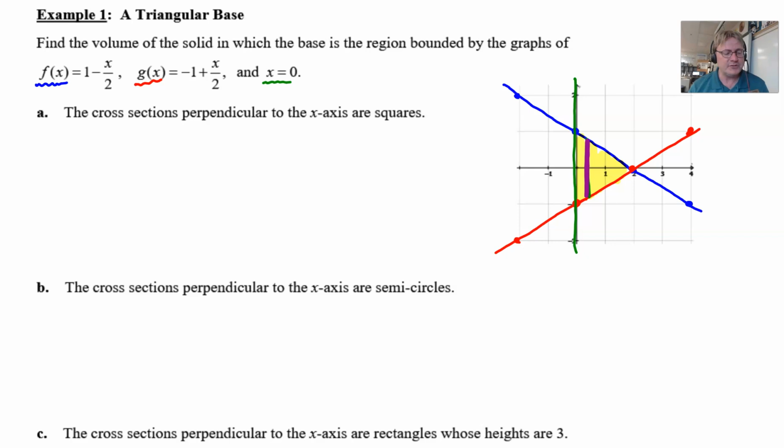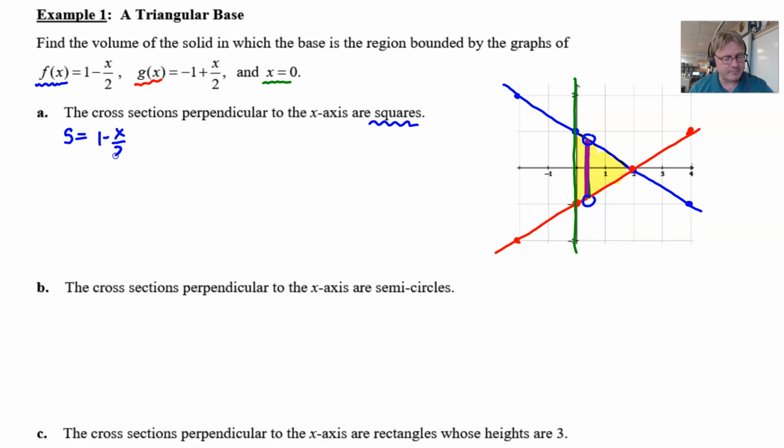So what we can do here is we can rely on the information that we talked about on the previous slide. What are the most important things in part A? Cross sections perpendicular to the x-axis, which are squares. Well, for a square, we need to know what the side is. The side is always defined to be the top curve minus the bottom curve. That will never change.